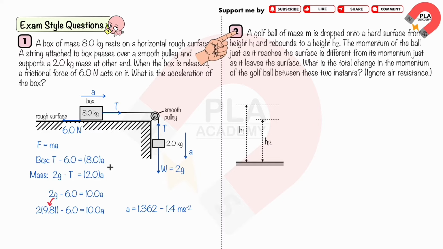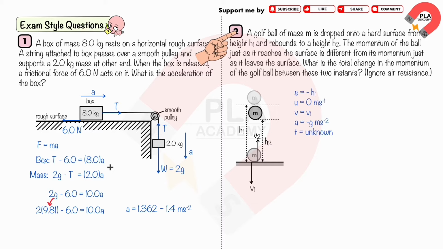Exam style question 2. A golf ball of mass m is dropped onto a hard surface from a height h1 and rebounds to a height h2. The momentum of the ball just as it reaches the surface is different from its momentum just as it leaves the surface. What is the total change in the momentum of the golf ball between these two instants? Ignore air resistance. We calculate the velocity of mass m that hits the surface using the kinematic equations due to constant acceleration as gravity g. We use the negative sign to indicate the downward direction.